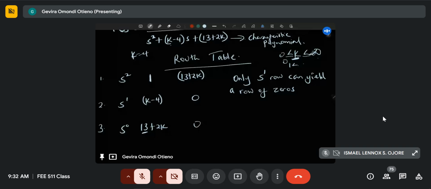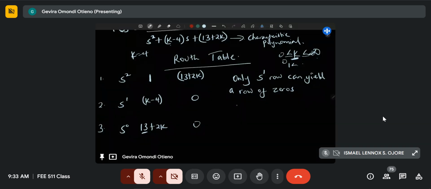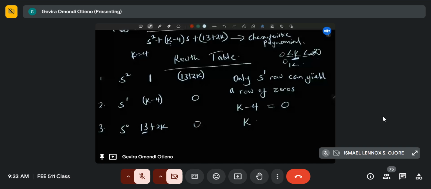Notice you have to justify what you're doing. So I've said only the s to power 1 row can yield a row of zeros. So you pick the elements in that row, meaning you take k minus 4 and you equate it to 0, and therefore k becomes 4. So this becomes your gain at the j omega axis crossing. The point at which the pole is crossing the j omega axis, k would be 4.